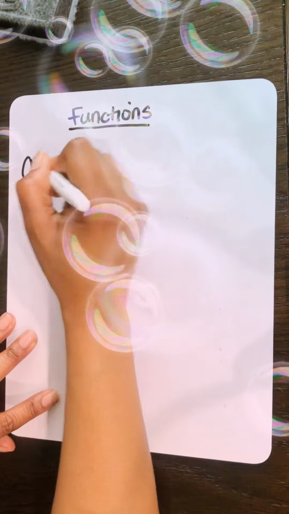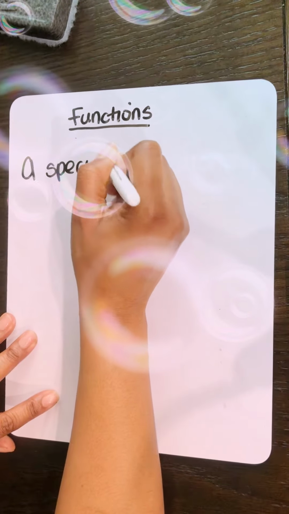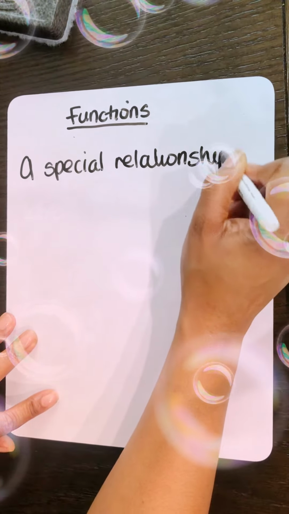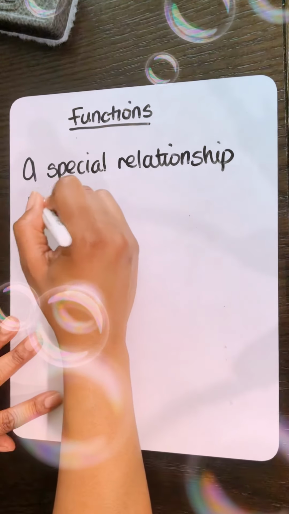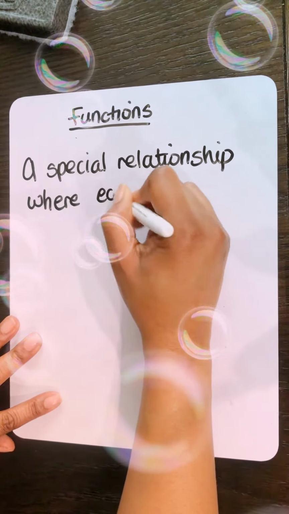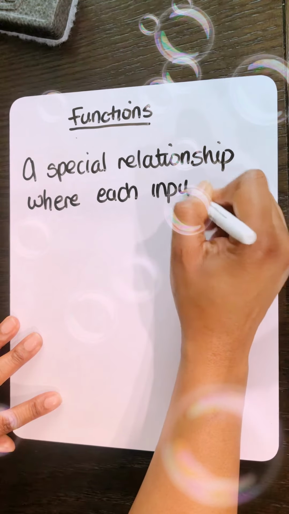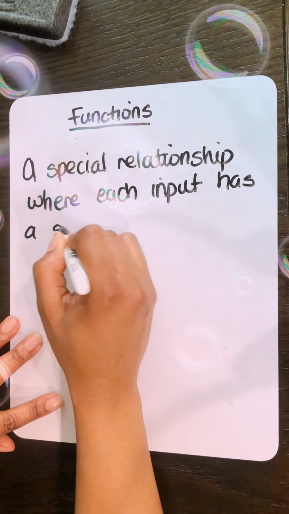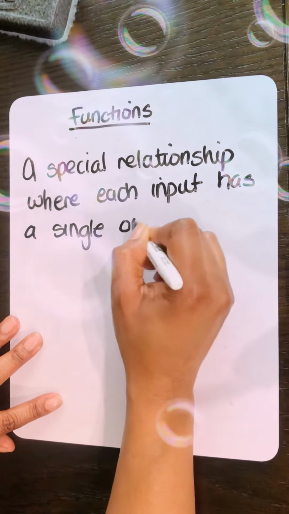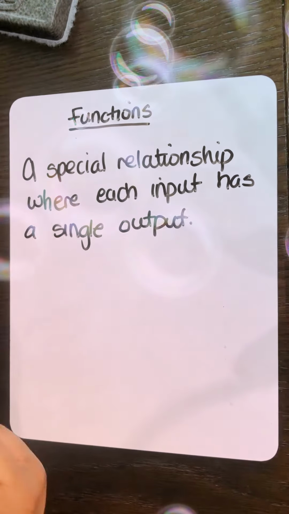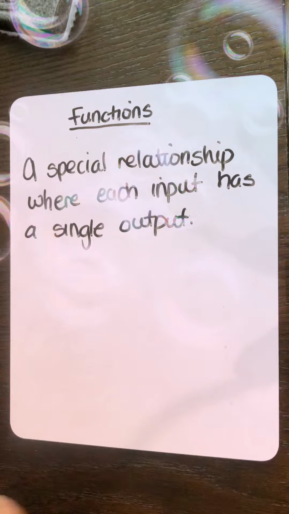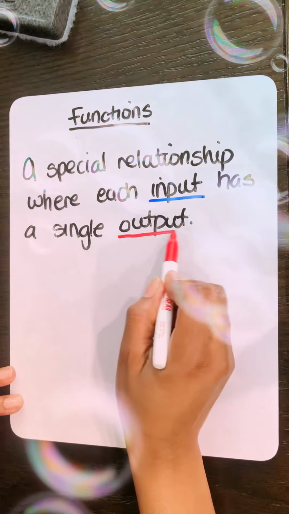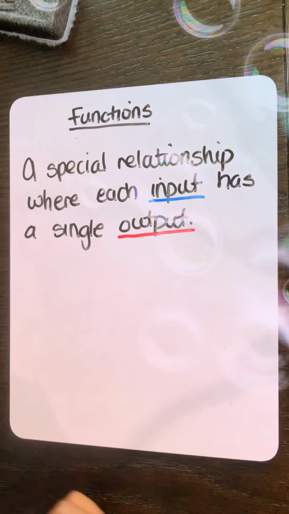A function is a special relationship where each input has a single output. Okay, I'm going to go ahead and underline input in blue, and then I'm going to underline output in red. And the reason why I'm doing that is because these are really important terms.